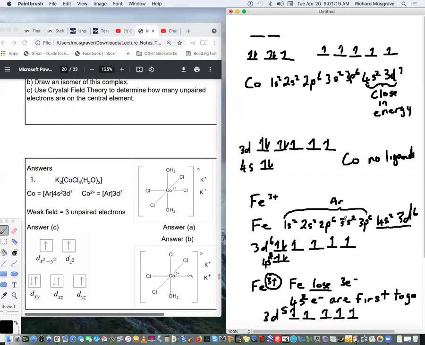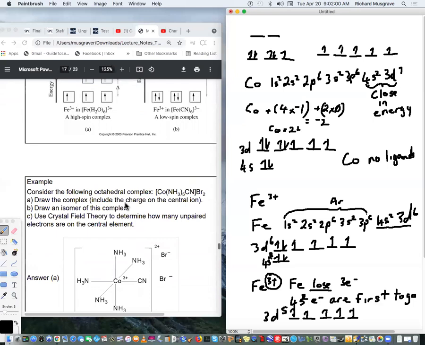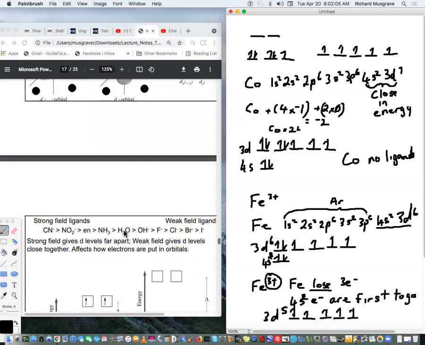I'll show you how the charge was obtained on the cobalt there. So you'll see that the Ks are both 1+, which means that whatever's in the brackets is 2-. So it's going to be Co plus 4 times -1, because the chlorides are all -1. And then the waters are both 0 on the charge, and everything adds up to -2. So we solve for the cobalt, it's going to be 2+. Remember that you'll have access to this list, which tells you what the charges are on each of the ligands. Cl is -1 and water is 0. So that's how you'll know that.